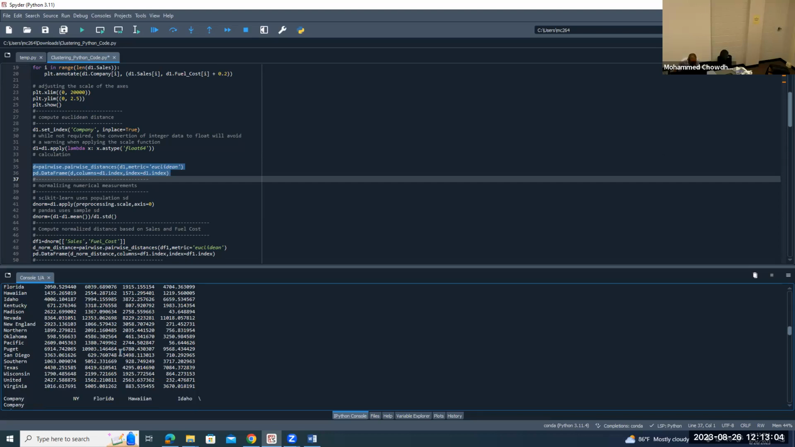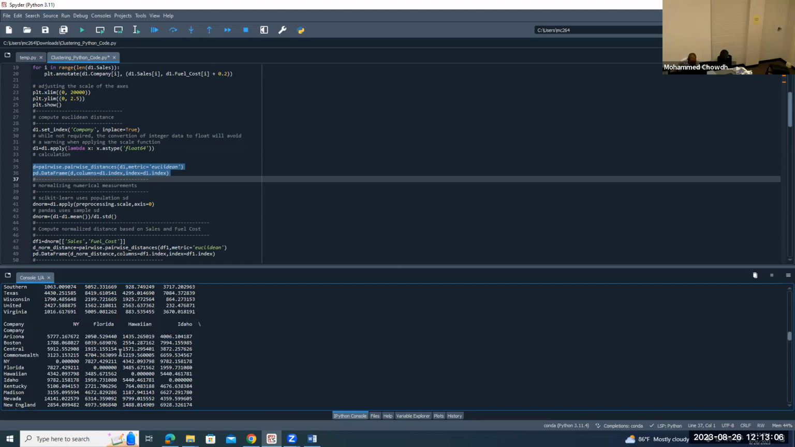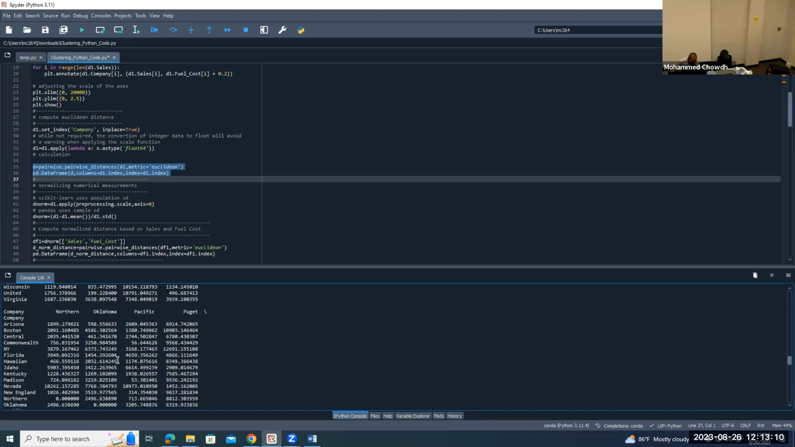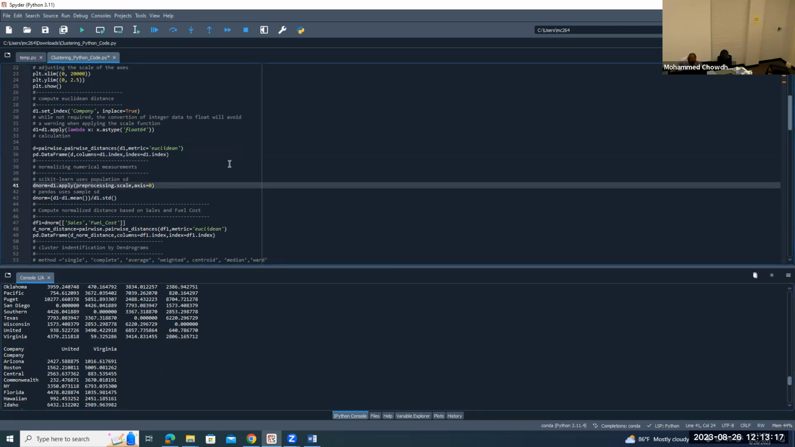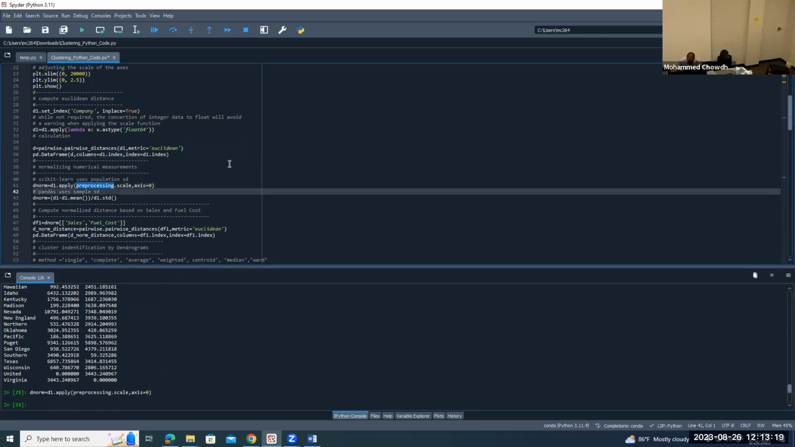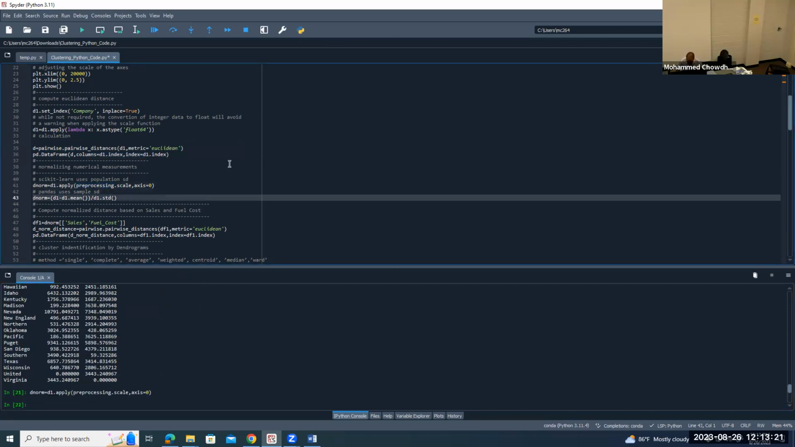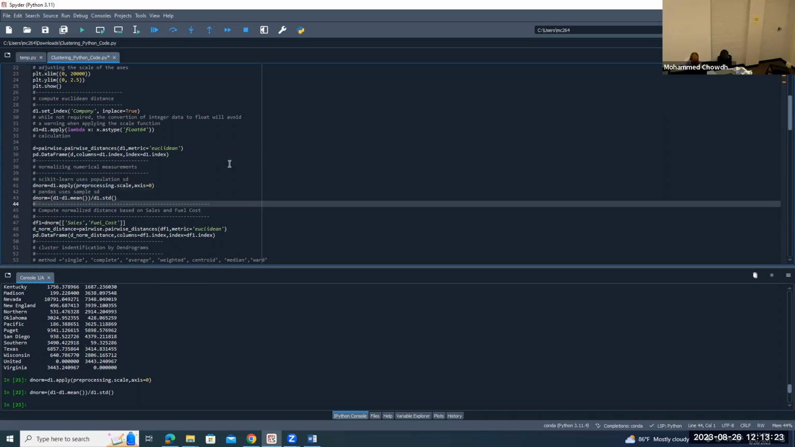So in such cases, measuring distance will not be feasible because scales are different, so their measurements will be different. So we want to transform them to a normalized scale. How can I do that? Here is one approach which is coming from scikit-learn. Scikit-learn uses population standard deviation.